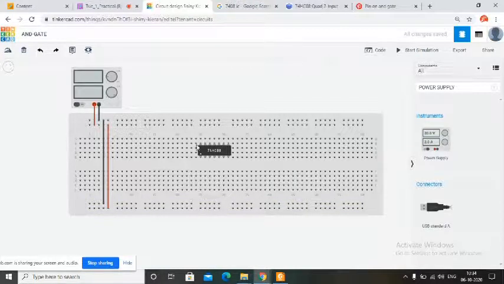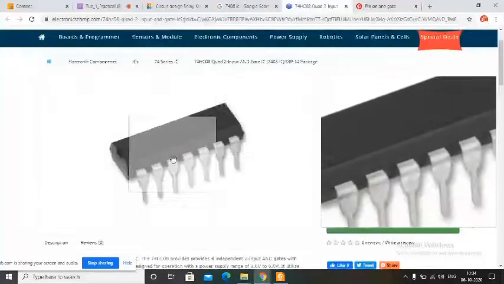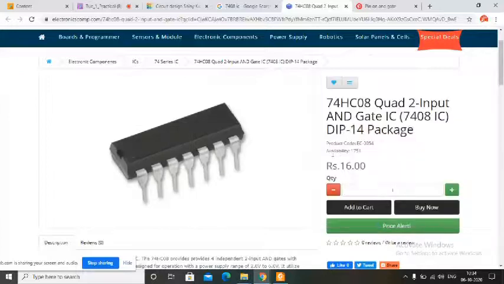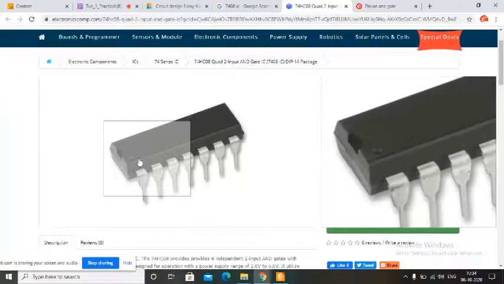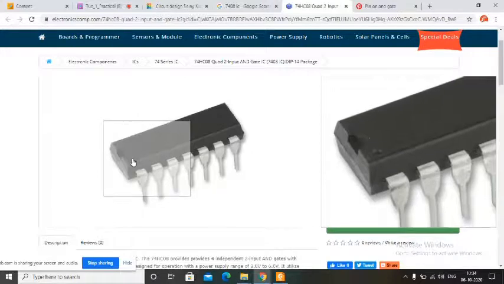So let us now connect. Let me show you. Above pin number one, there is a hole or dot, right? This is called a notch.